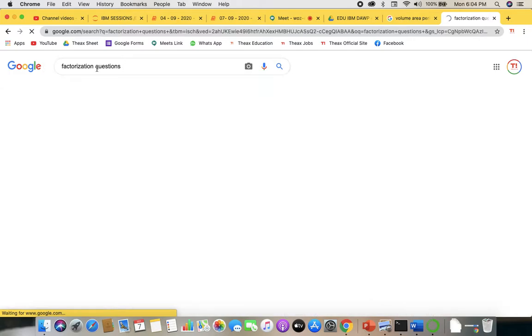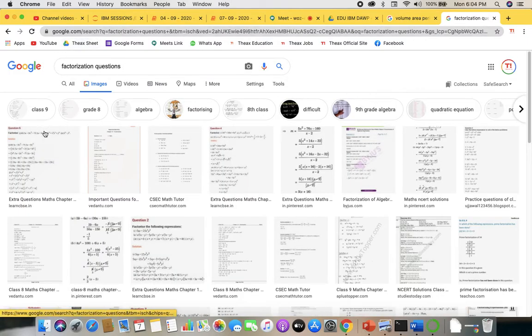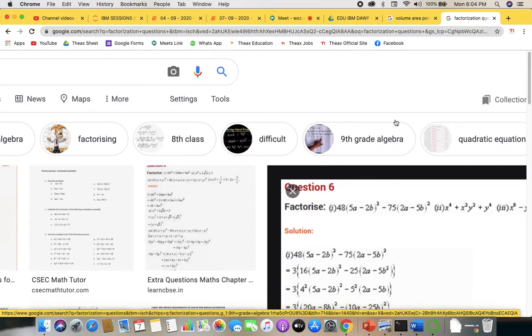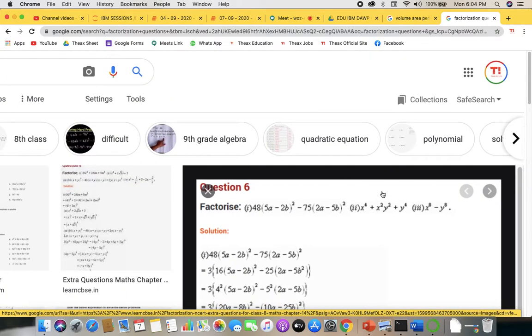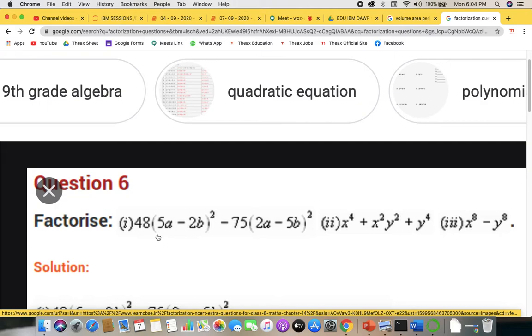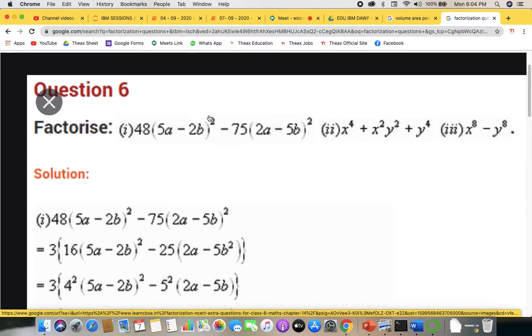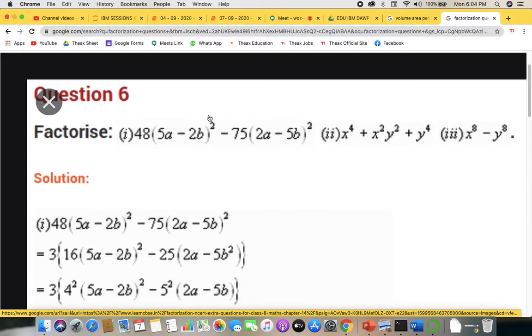Okay. Let's solve something. Factorize this one: 48 (5a minus 2b) minus 75 (2a minus 5b). You guys, factorize this. And not in the copy. Do it in your laptop.